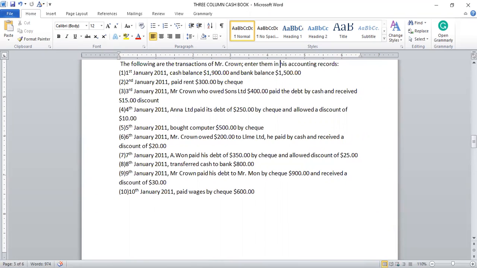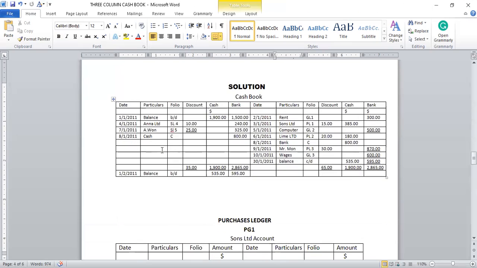Transaction 6. January 2011. Mr. Crown owed $200 to Lime Limited. He paid by cash and received a discount of $20. So the cash account will be credited and the Lime Limited account debited. So let's look at that particular one. So we come here, 6th January 2011, the date, particulars Lime Limited. That's where the corresponding entry can be found. And assume purchase ledger, paid to the discount $20 and the amount paid $180 because it was $200.